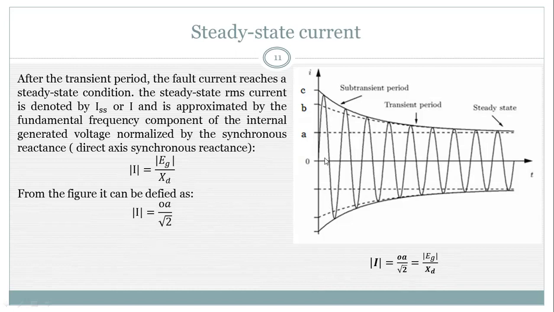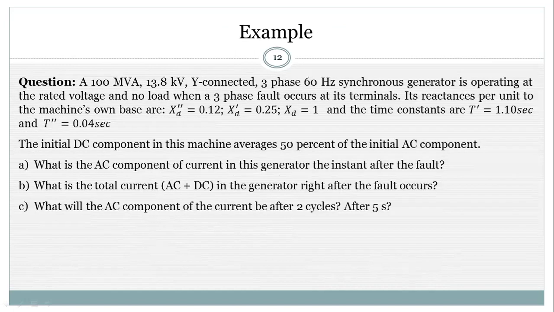So EG is the internal voltage. This is the steady state period peak value. If we divide it by root 2, we will get the RMS value. So now this is a mathematical problem.